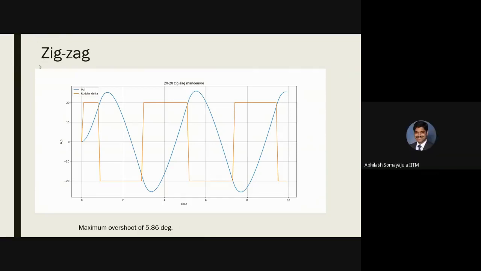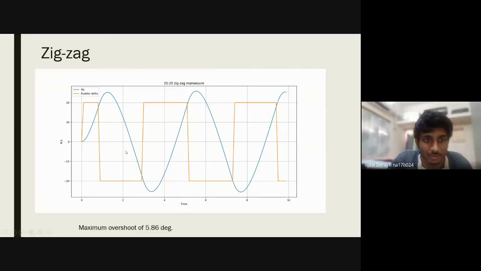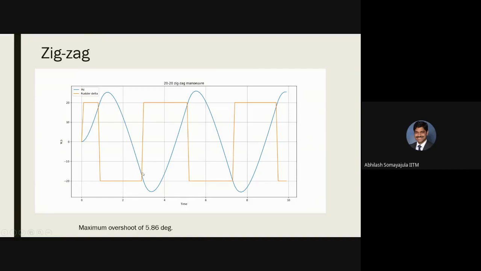You think your curve here is depicting exactly that? Yes. Look at the corners. I don't think it's depicting that, because if you look at the point where the 20 degree rudder angle ends, it's not matching with the blue curve at that point. We only shift the rudder angle to minus 20 when psi reaches 20 degrees, because it's a 20-20 zigzag maneuver, right?